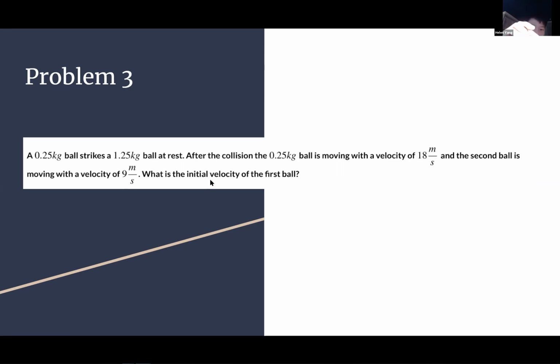I'll go over the problem. A 0.25 kg ball strikes a 1.25 kg ball at rest. So it would look like this. Oh, also for the first one, we don't know the v. After the collision, the 0.25 kg ball is moving with a velocity of 18 meters per second, and the second ball is moving with a velocity of 9 meters per second. So we can say that the ball goes this way and this ball goes that way.